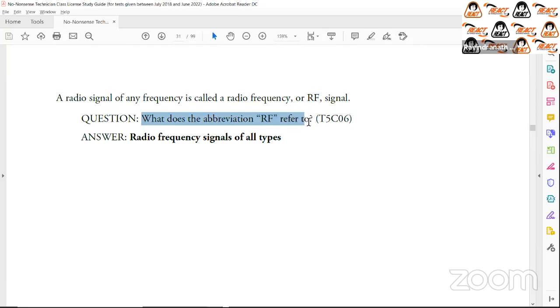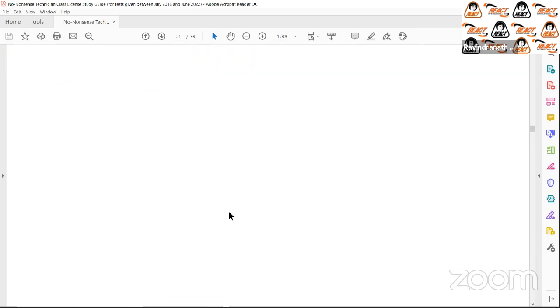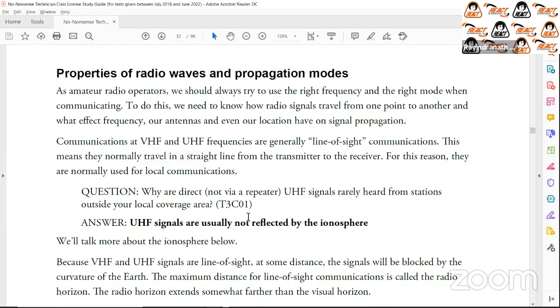Let's go to the question in the question pool. What does the abbreviation RF refer to? The correct answer, radio frequency. And they embellish it by telling you signals of all types. So it's radio frequency, signals of all types. That's what RF means. So anytime you hear someone talk about RF, they're talking about radio frequency. So let's continue.